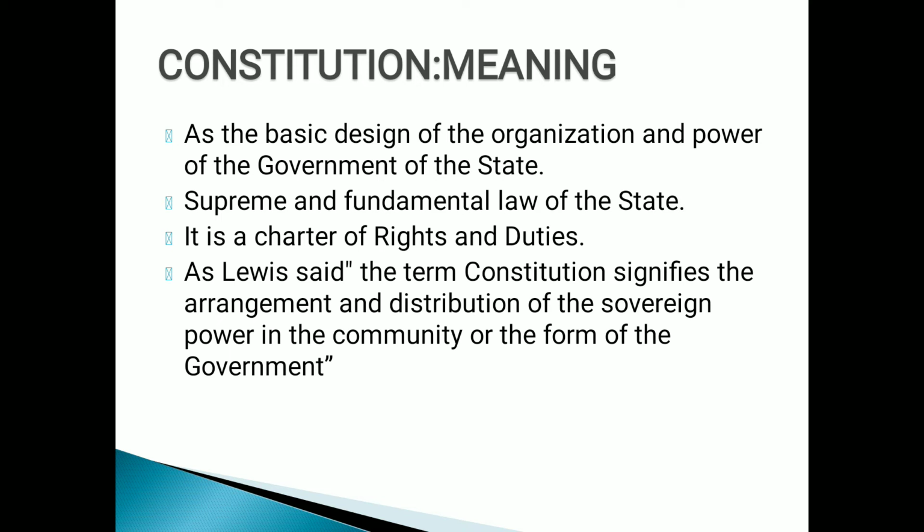which lays down the nature of the relation between the people and their government. A modern constitution necessarily involves a charter of the rights and duties of its citizens. So I hope till now you have understood what the Constitution is all about, as a basic design of the organization. As Lewis said, the term Constitution signifies the arrangement and distribution of the sovereign power in the community or the form of government. All power, all organs, all rights and duties are written in the Constitution. Clear? Constitution is a book or a document according to which the government works. Clear? Governments derive all their power from the Constitution.